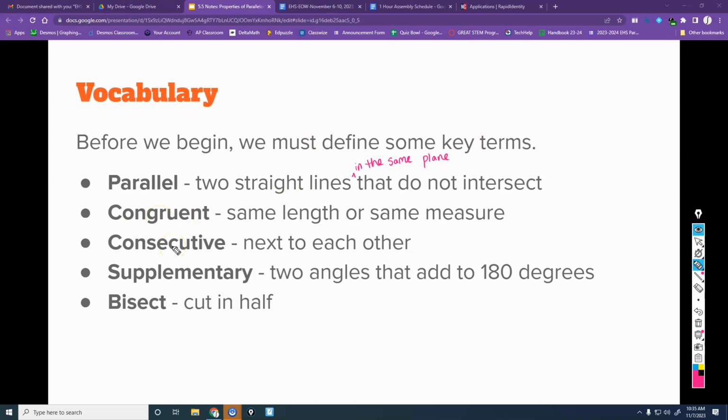Consecutive means next to each other. This one is important right here. You need to know this one for sure. Supplementary is adds up to 180 degrees. So two angles that are supplementary add up to 180 degrees. We're going to use that quite a bit. And we've already used the word bisect quite a bit. Bisect means cut in half, right?